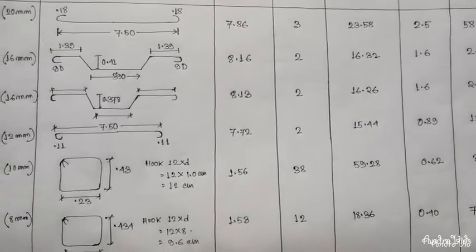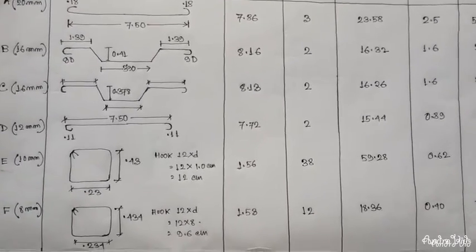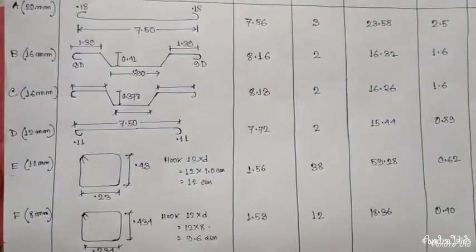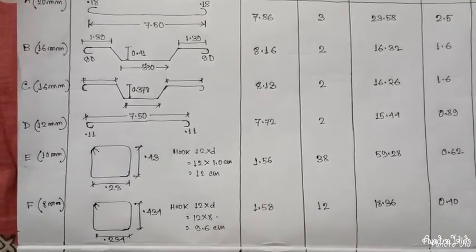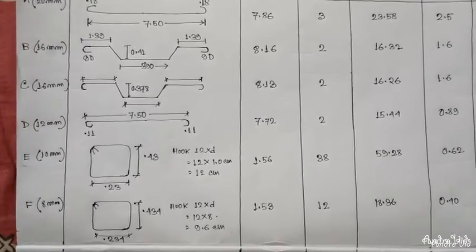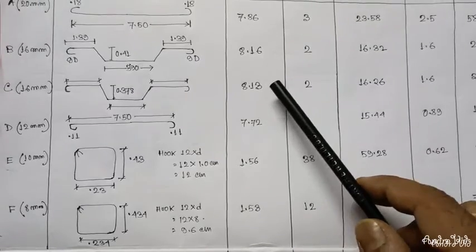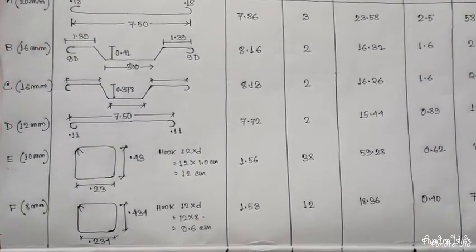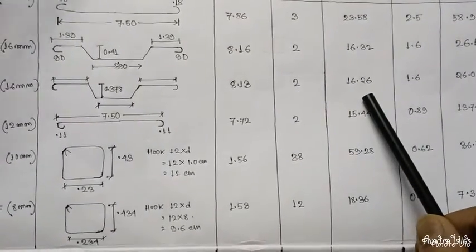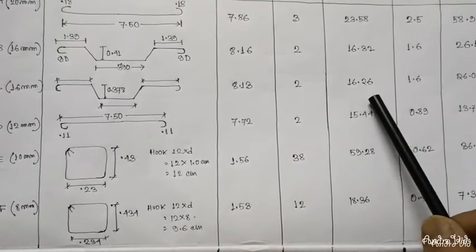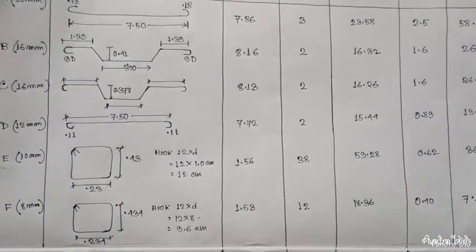So our next bar is type C bent up bar, that is 16 millimeter diameter. This is the shape of this bar, and these are the dimensions of the bent up bar that we calculated in the last video. So the length of a single bent up bar is 8.13 meter, and the total number of bent up bars as per the problem is 2. So the total length is 2 into 8.13, that is 16.26 meter.